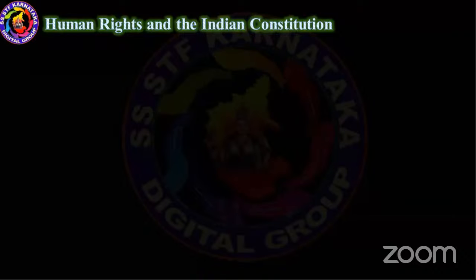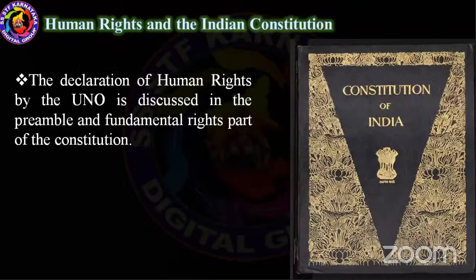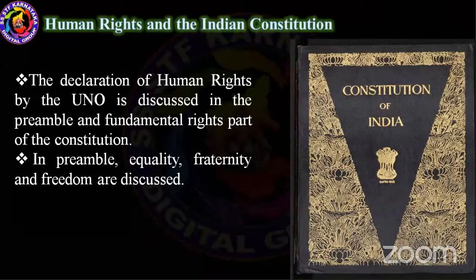Human rights and the Indian constitution. Now we have to discuss how human rights have been adopted in the Indian constitution. The Declaration of Human Rights by the UNO is discussed in the preamble and also in the fundamental rights part of the constitution. Even in the Indian constitution, there are schedules, articles and columns regarding the implementation of human rights. In the preamble, equality, fraternity, and freedom are discussed. Fraternity means brotherhood.